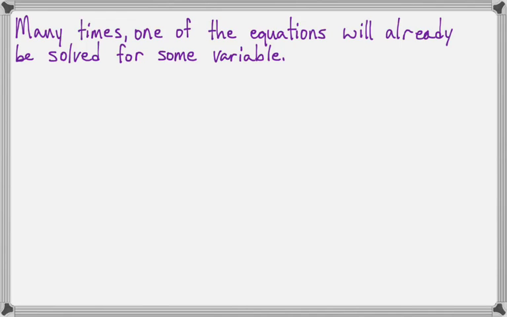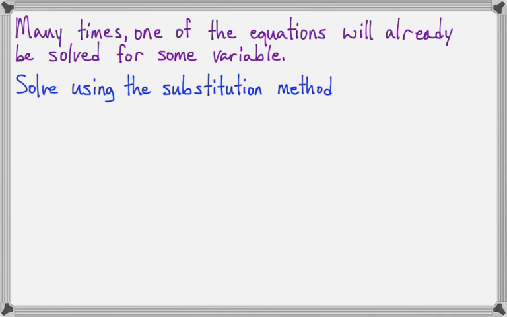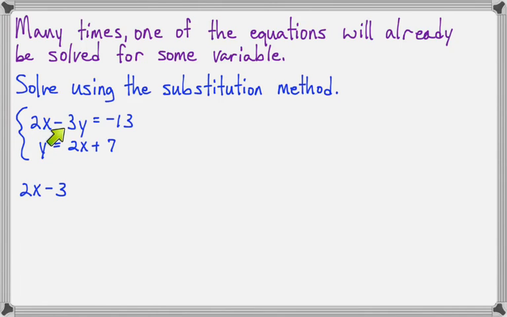Now let's look at another one together. Sometimes one of your equations will already be solved for one variable or the other, and in that case all you have to do is substitute right away. So in this example we will solve 2x minus 3y equals negative 13 and y equals 2x plus 7. See how my second equation is already solved for y? So I don't have to do any solving of my own. All I have to do is substitute 2x plus 7 in the place of y. So 2x minus 3 times this expression equals negative 13.